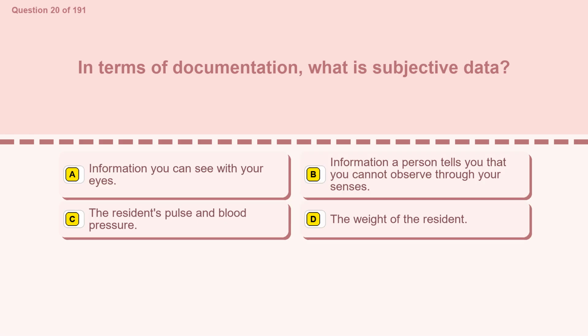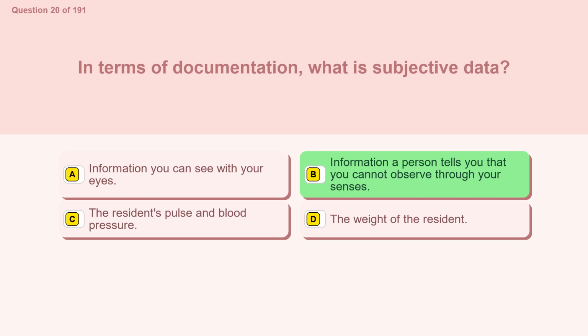Question 20. In terms of documentation, what is subjective data? Option A. Information you can see with your eyes. Option B. Information a person tells you that you cannot observe through your senses. Option C. The resident's pulse and blood pressure. Option D. The weight of the resident.